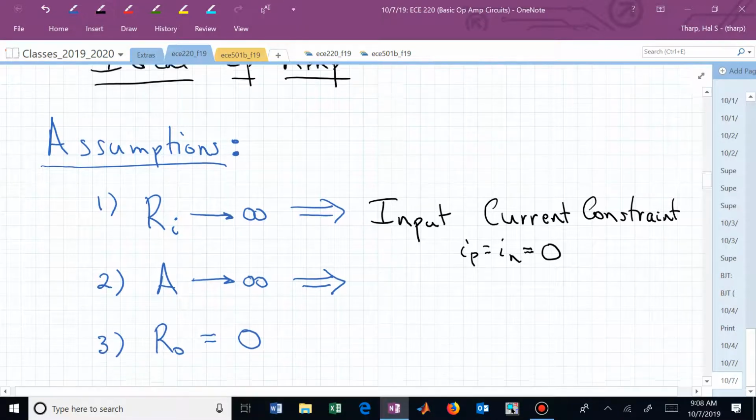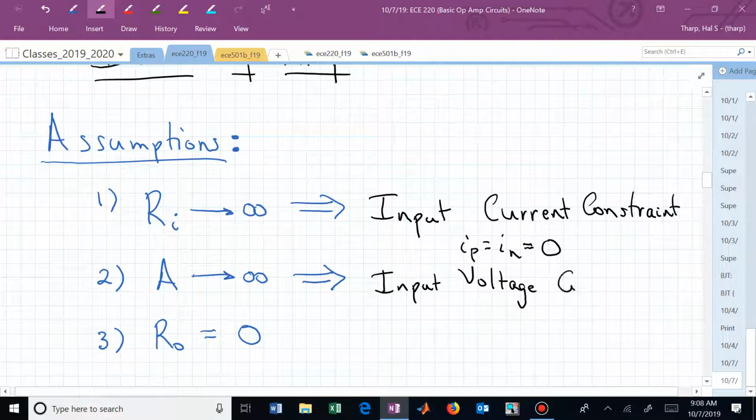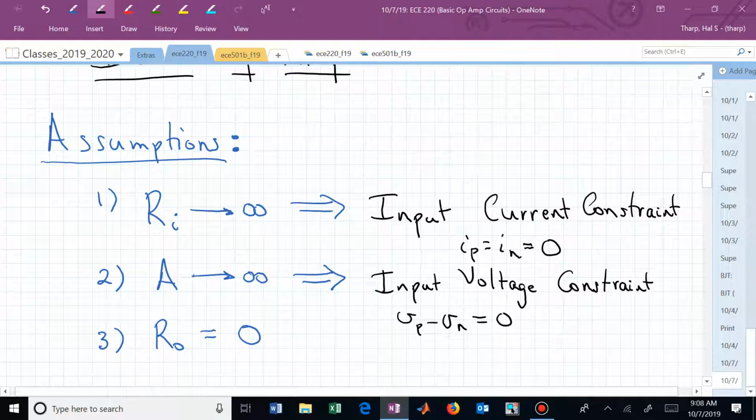If we let the open loop gain of our realistic model go to infinity, that gives rise to an input voltage constraint, which says that we can get an output for a very tiny input. In the limit, as A goes to infinity, the difference between the voltages at the input pins of our op-amp goes to zero, which allows us to say that V sub n is equal to V sub p.